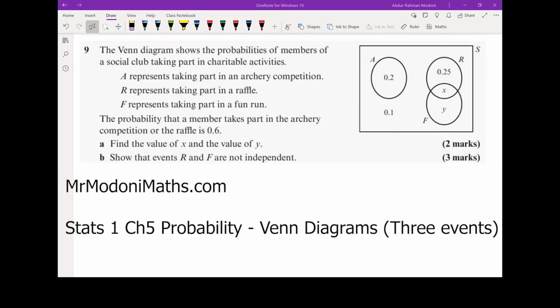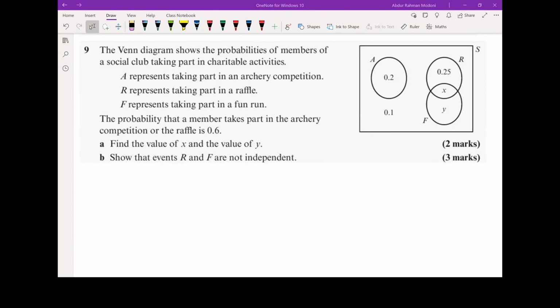The Venn diagram shows the probability of members of a social club taking part in charitable activities. A represents taking part in an archery competition, R represents taking part in a raffle, and F represents taking part in a fun run. The probability that a member takes part in the archery competition or the raffle is 0.6.